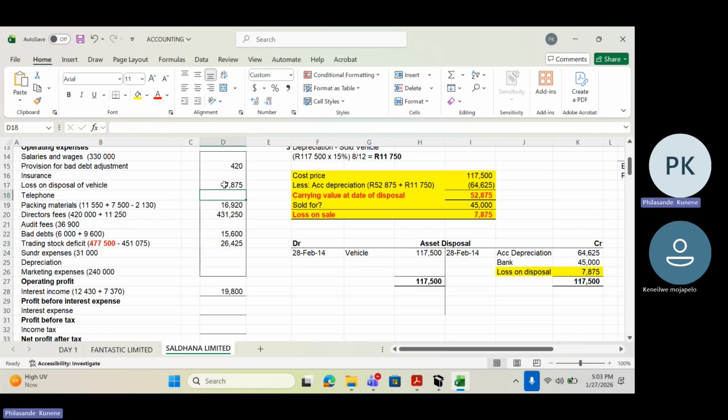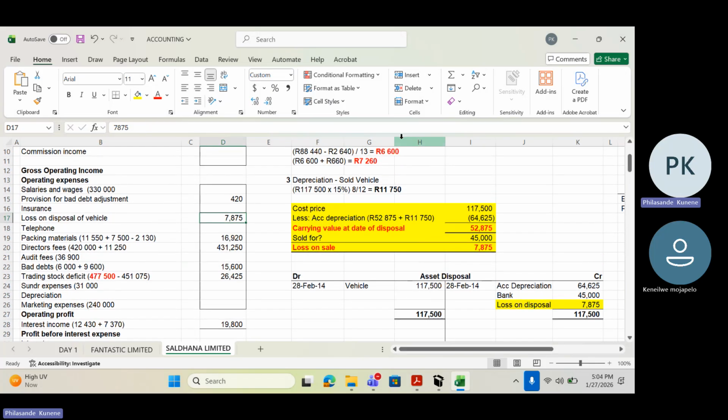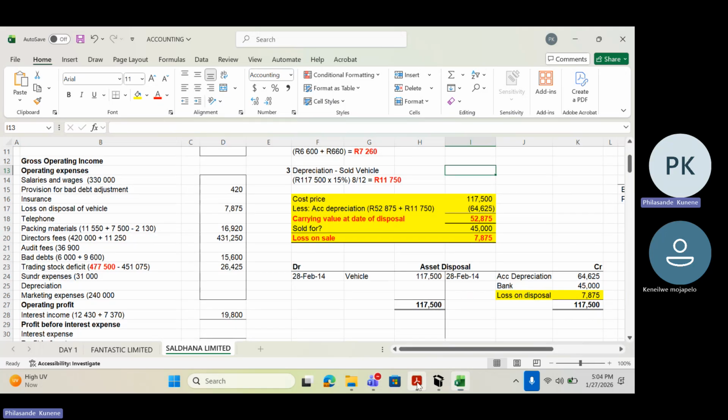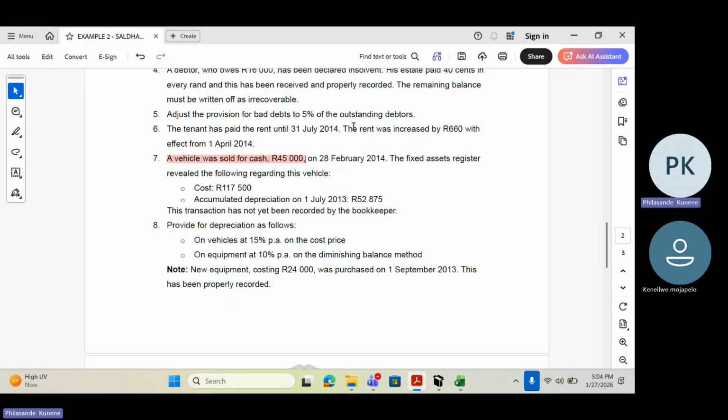7,875. Okay, another thing that we got from this calculation, we calculated a depreciation of a vehicle that was sold, and we got the 11,750. I think this was the depreciation. Okay, fine. Maybe now we need to go back and carry on with the transaction. From these 7 and 8, we must not forget that we need to calculate depreciation. That will be recorded in the income statement.